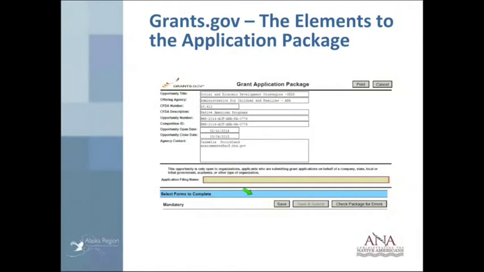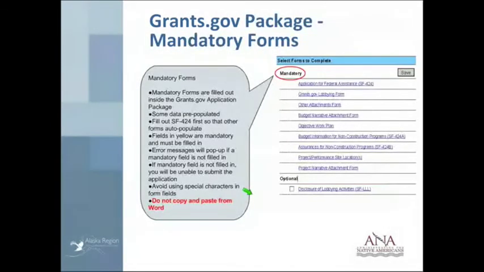All right, so let's look at the elements of the application package. And this is just for the SEDS example. If you open up that application package, you'll see that there are some mandatory forms as well as one optional form that's listed. And a few tips about the mandatory forms. These forms are filled out right within that PDF Grants.gov package.